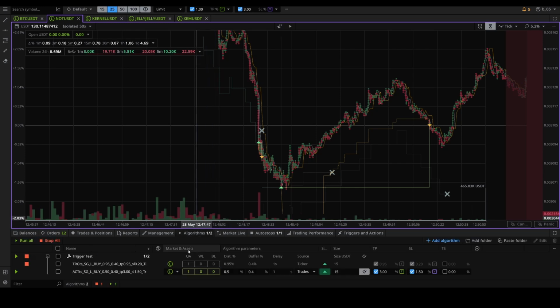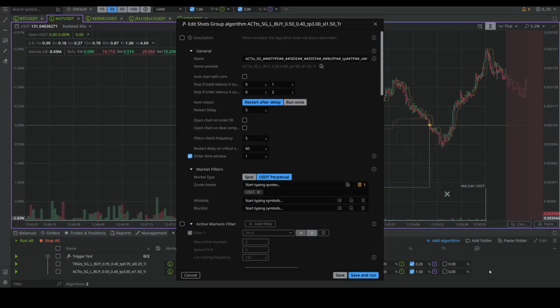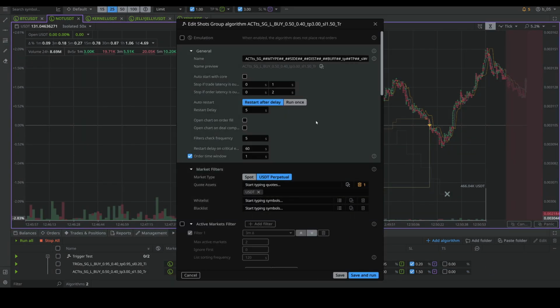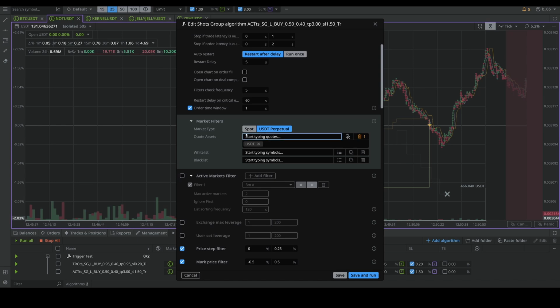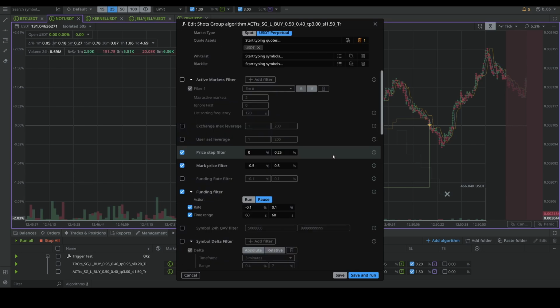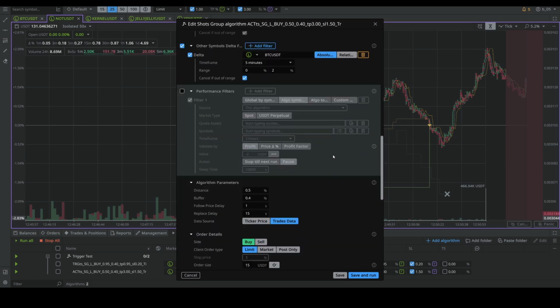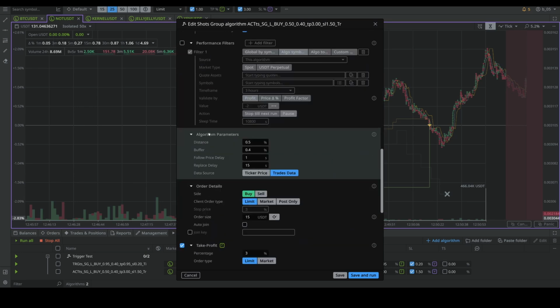Next, I have created a backup algorithm. Let's stop this one for now. The backup algorithm is a little bit more intricate. So here we've got only the USDT quoted asset, no whitelists, no blacklists. Its setup is very basic until we get to here, to the algorithm parameters. The distance for this backup algorithm is 0.5, the buffer is 0.4, whatever, not that important.